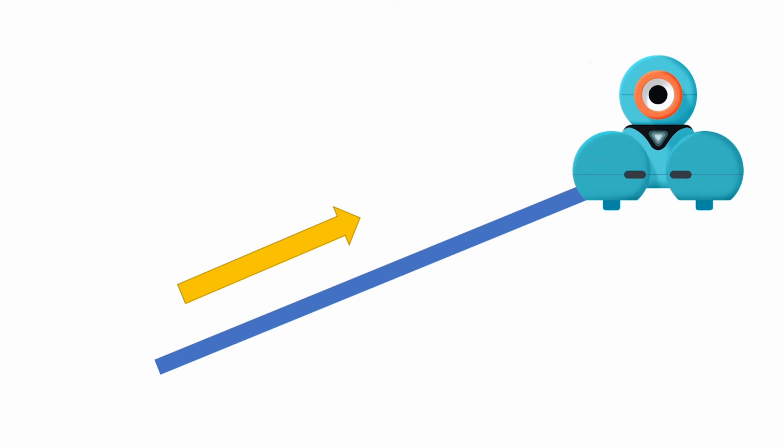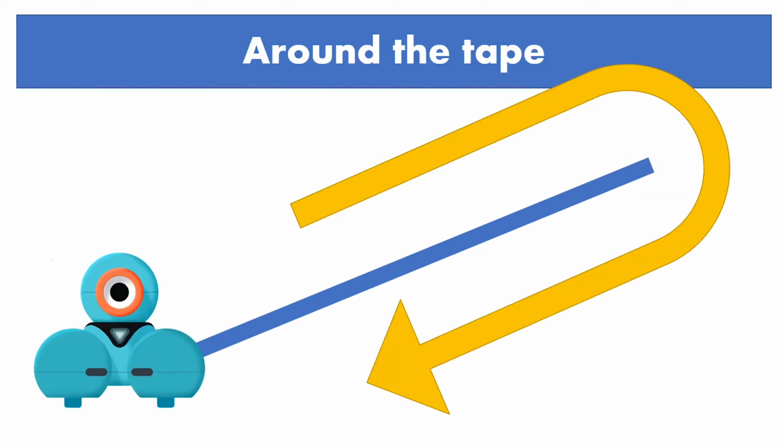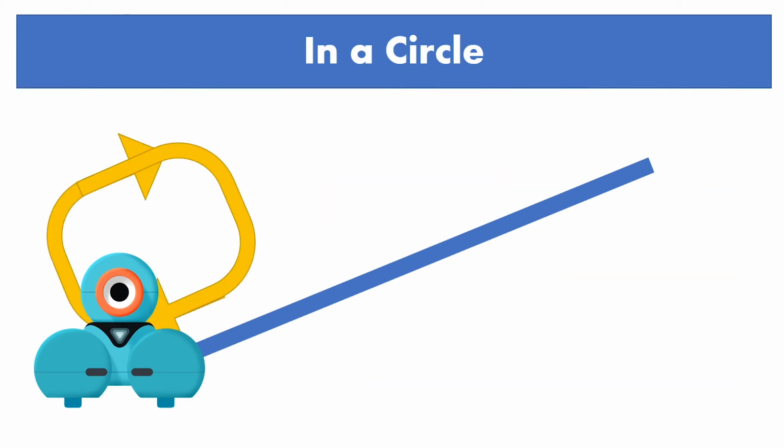You can have Dash move around the tape. It might be a circle or a rectangle, but have Dash start in one point, move all the way around the tape, and then come back to that original point. As another task, figure out how to move Dash in such a way that Dash moves in a complete circle, just in one spot, not in a large circle, but just spinning around.